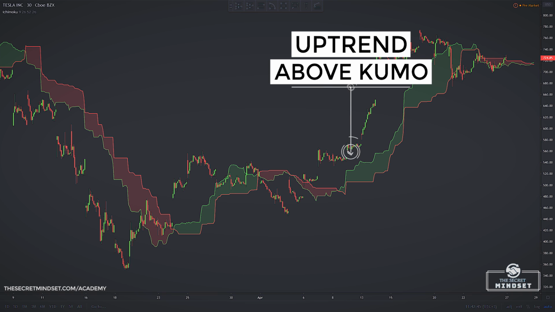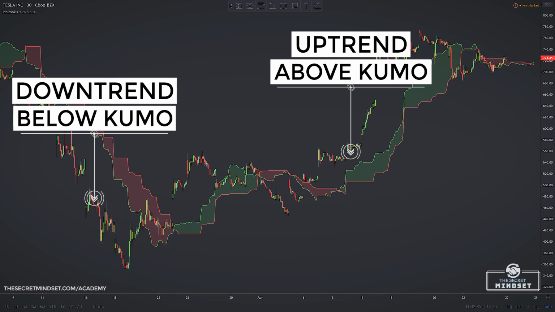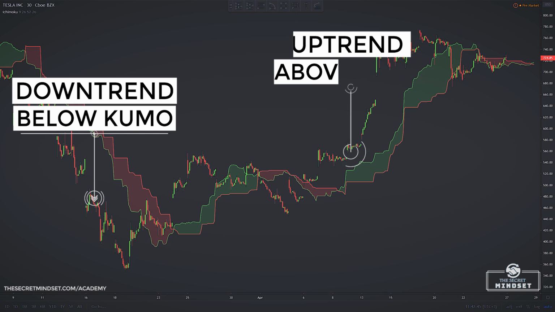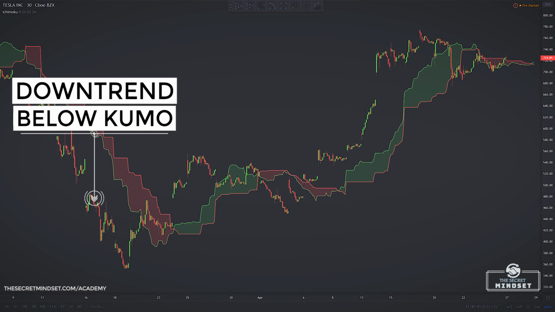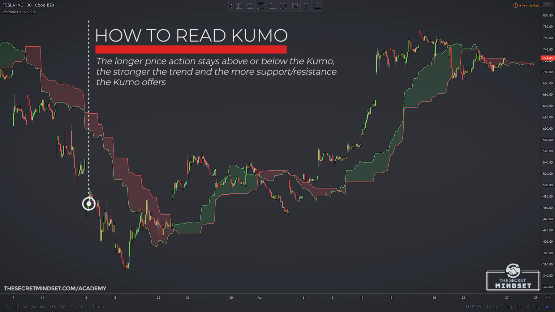Generally, if the price is above the Kumo, then there is an uptrend in place and more buying opportunities. If the price is below the Kumo, then it's under resistance, and it's better to be looking for shorts instead of longs. The longer price action stays above or below the Kumo, the stronger the trend, and the more support and resistance the Kumo offers.